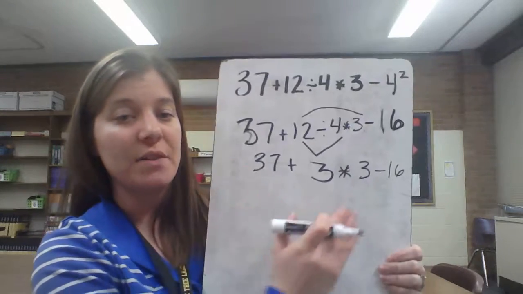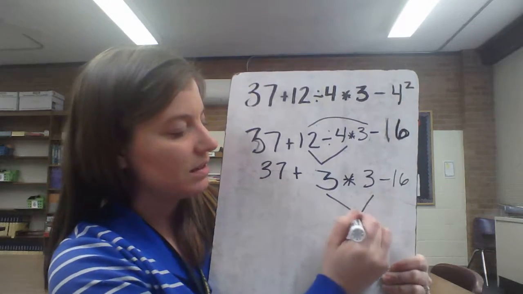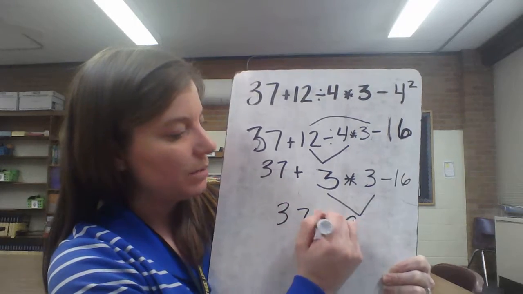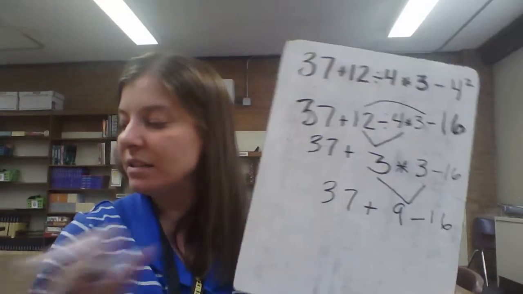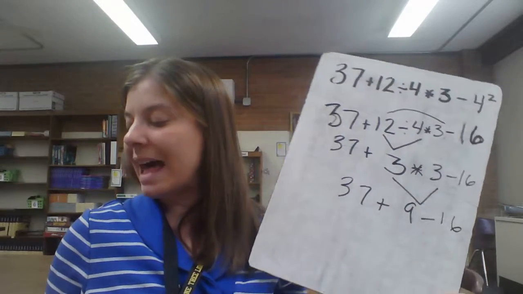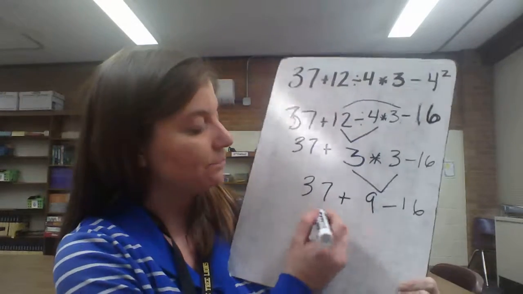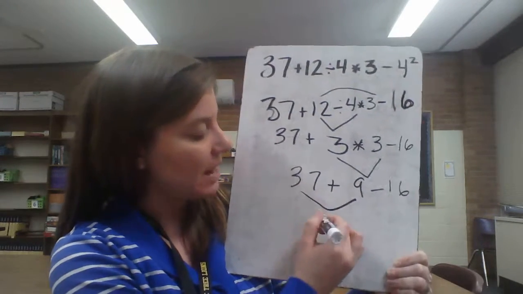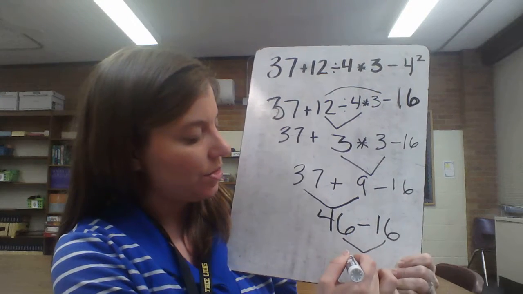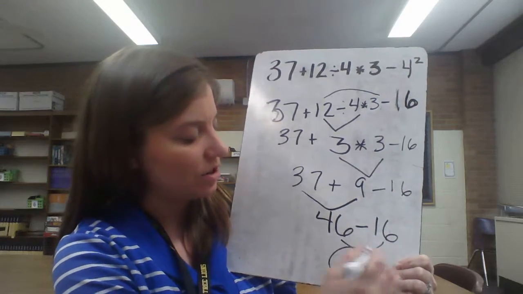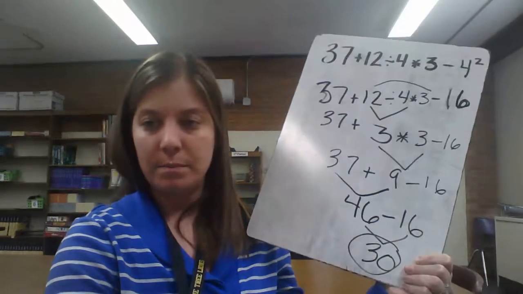Moving on down, I still have multiply, divide left to right. 3 times 3 is 9. 37 plus 9 minus 16. I've gotten done with my multiply, divide. If I look at my notes over here, my last two steps, add, subtract. Again, they're married. We're going to go left to right. So 37 plus 9 is 46, minus 16, 30. Final answer is 30. Okay. Pausing this for 1 second.